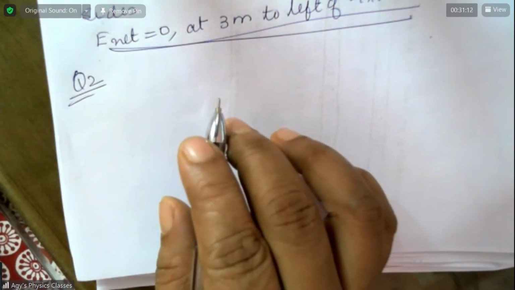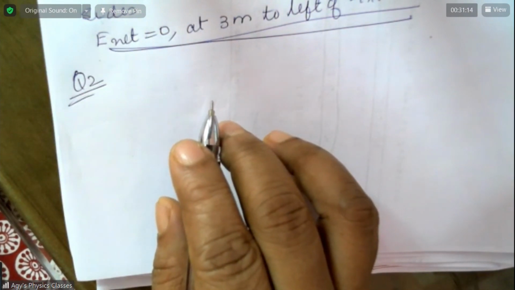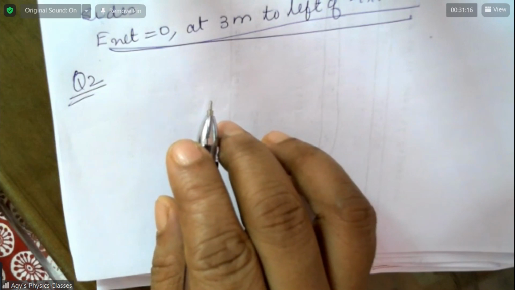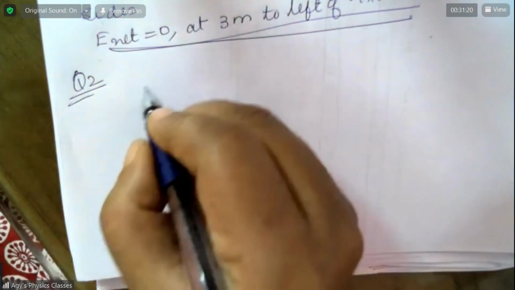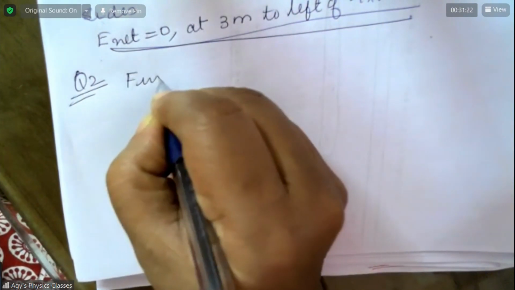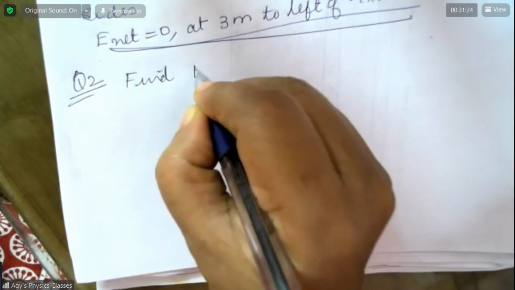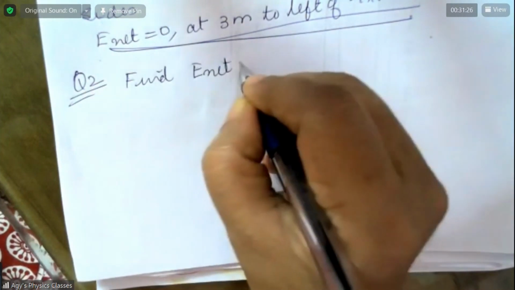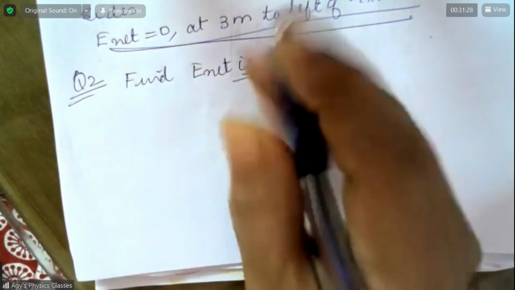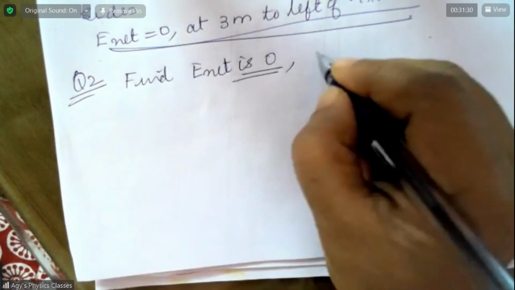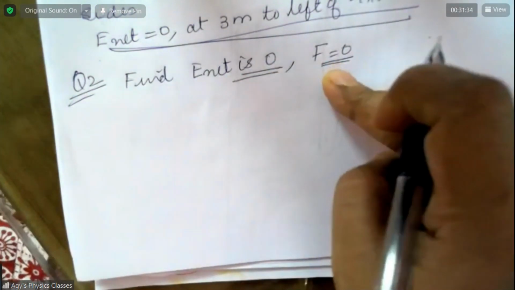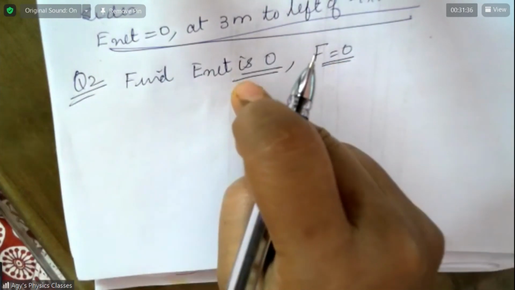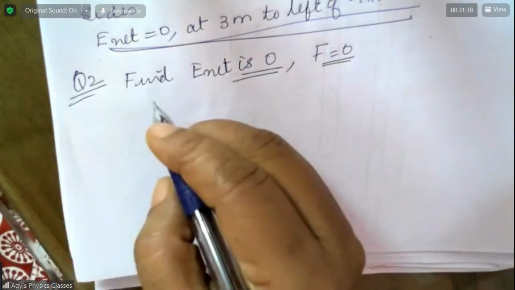Where is the electric field zero? Earlier I gave you with one positive. Find where the electric field in net is zero. Also remember, at that point force also will be zero. So to find where the force is zero, just find where the electric field in net is zero.